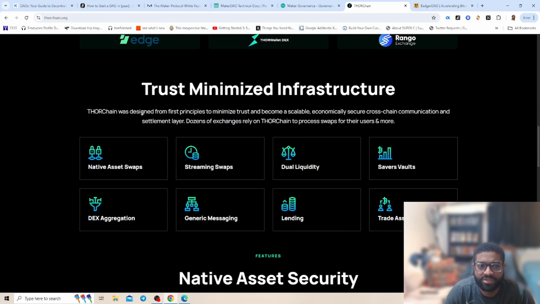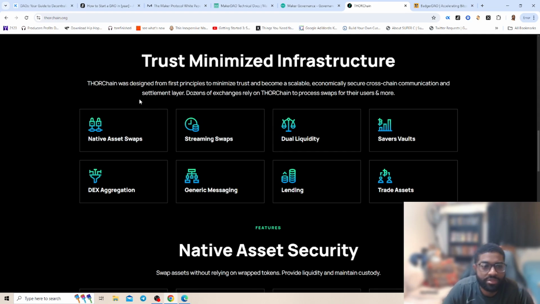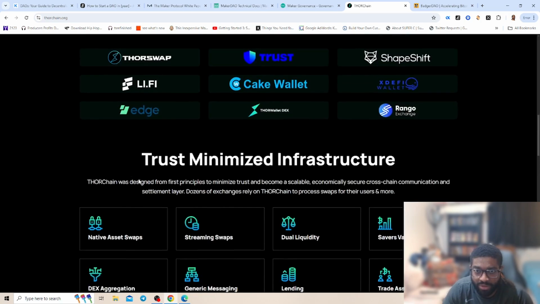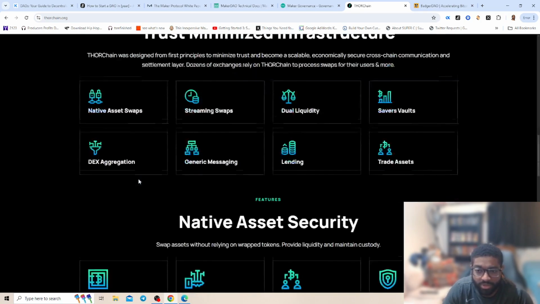Trust-minimized infrastructure. Thorchain was designed from first principles to minimize trust and become a scalable, economically secure cross-chain communications settlement layer, and dozens of exchanges rely on Thorchain to process swaps for their users and more. So you see you have native assets, being able to stream swaps, do liquidity, so you can borrow and lend on here, just earn a percentage for having your tokens or whatever currency on the network.